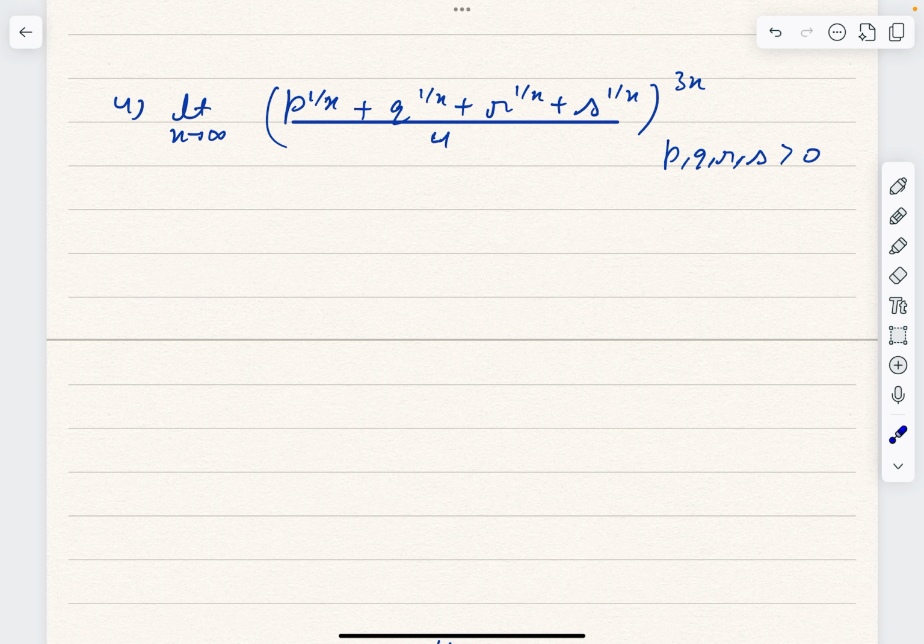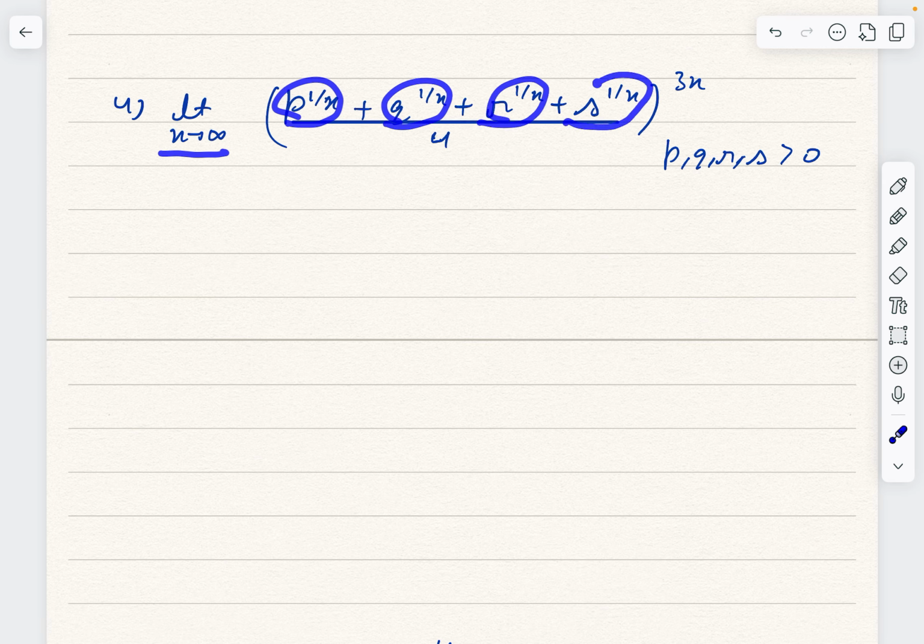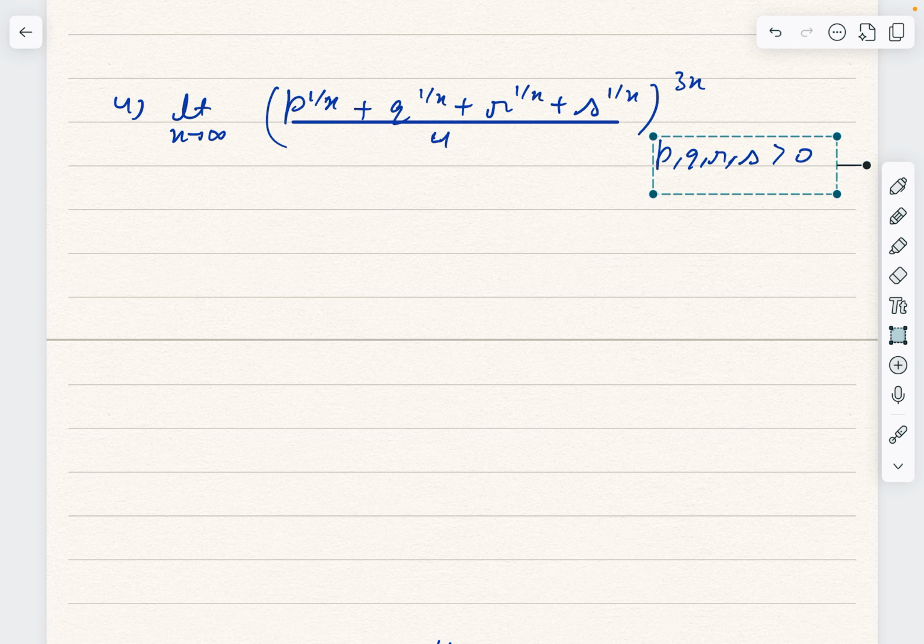This next one is an important problem from the mains point of view. They do ask these kinds of things. Limit x tend to infinity, ((p power 1 by x plus q power 1 by x plus r power 1 by x plus s power 1 by x) divided by 4) whole power 3x, where p, q, r, s are greater than 0, and you can say not equal to 1. That exponential function thing. So give it a try, guys, then we'll start discussion.